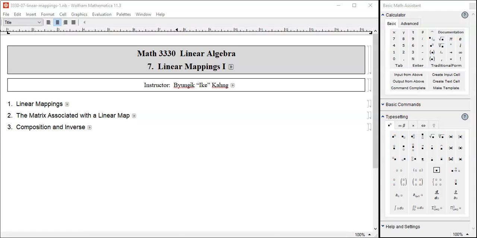Hello students, welcome back. In the previous video, we went through the definition of linear mappings, and we also had some examples as well. Now let us review those as quickly as possible in an alternative viewpoint before moving on to the next topic.